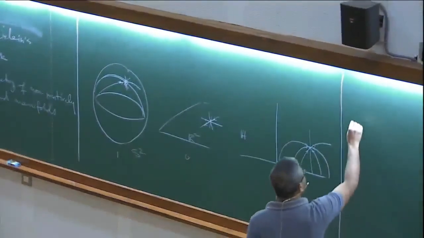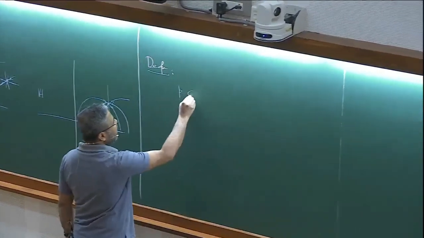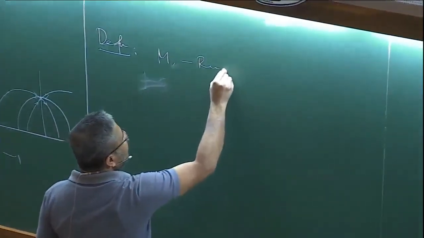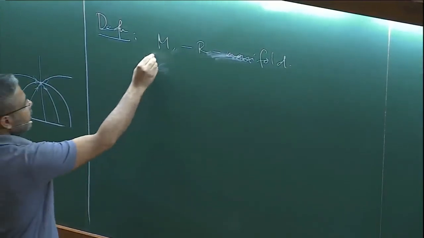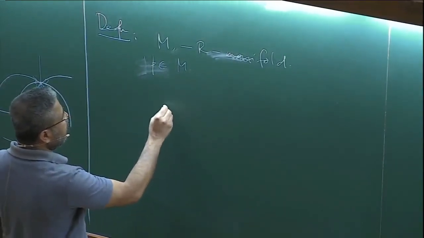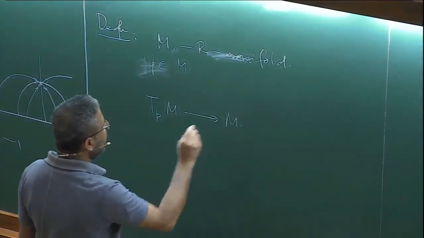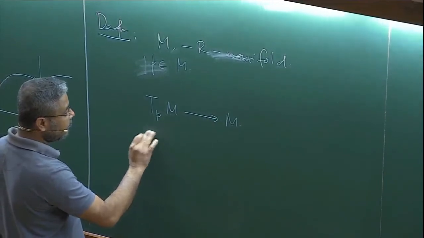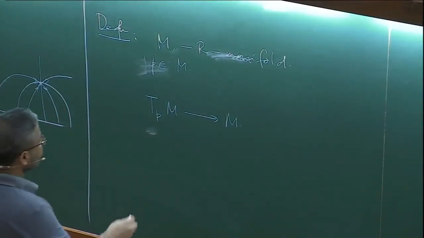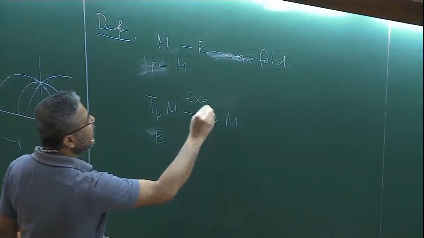So I start with the definition. I have this point P on a Riemannian manifold M, and I have this exponential map from the tangent space. Not from the entire tangent space, so I have this T_P M to M. And the exponential map need not be defined on all of T_P M, but on a small ball around the origin in T_P M.